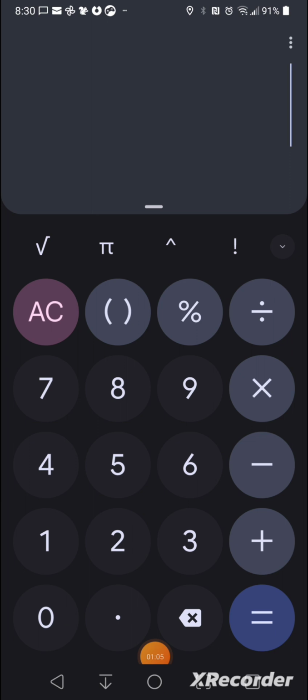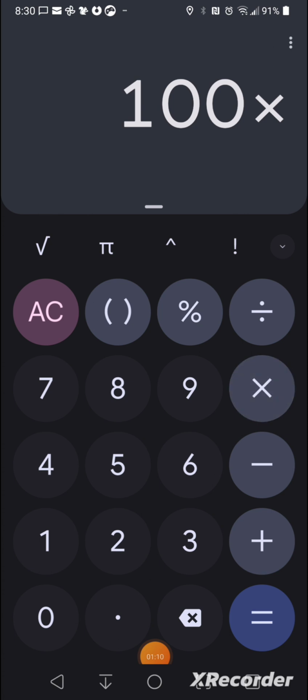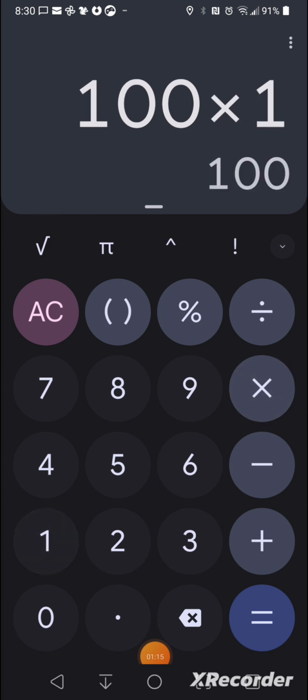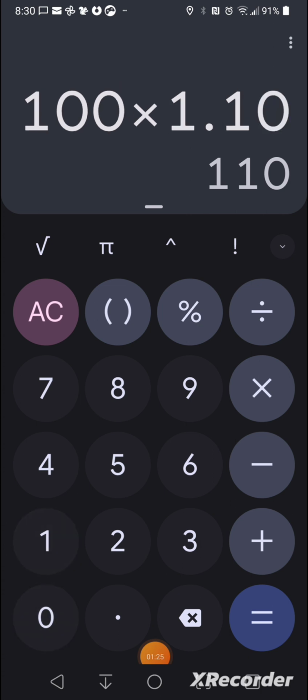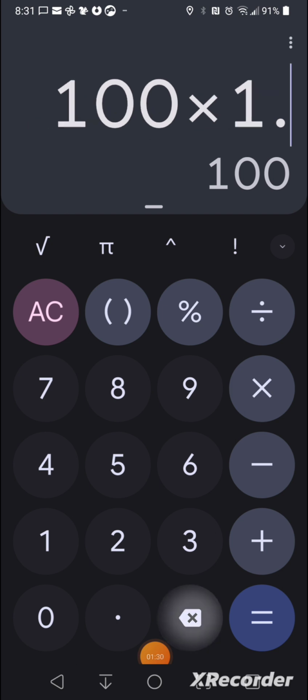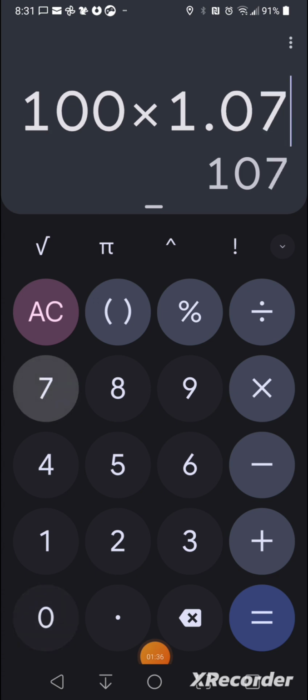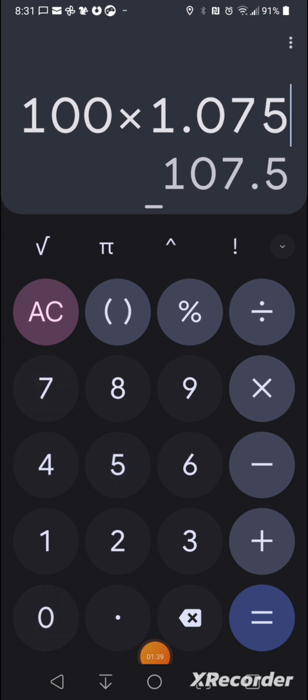Let's say you have 100. You just multiply it times 1, which is 100, the whole thing, plus the percentage. So you put it right there. You put a dot, and let's say you want to add 10%. See, it's 110. So I don't want to spend too much time on this. Let's say you want to add 7%, which is the tax. 7.5, 107 and 50 cents. That proves to you that it works on these two examples.